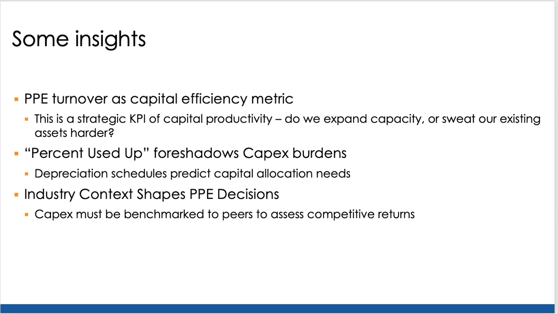What does that mean for us? First of all, PP&E turnover is not just a ratio. PP&E turnover is really a capital efficiency metric. It is a strategic key performance indicator, or KPI, that we really should be looking hard at as we consider management's decision on this. Do we look at this as PP&E is generally used up? Does management choose to expand capacity or simply sweat our existing assets a little harder? Which is also going to be reflected in the percent used up calculation, which of course foreshadows future CapEx burdens and expenditures.